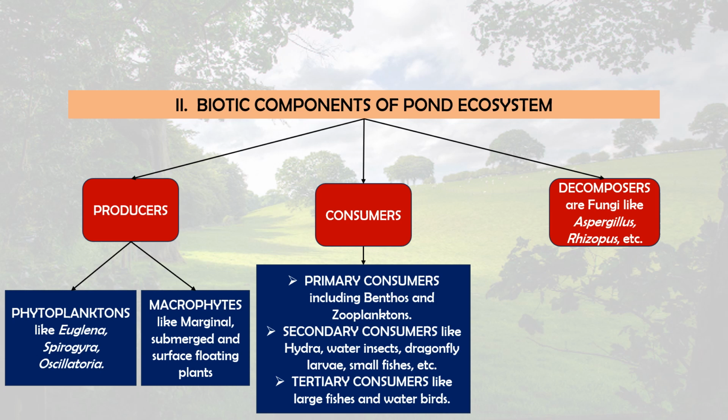The last category is decomposers. These include bacteria, fungi, which break down the organic matter of the producers and consumers into simple organic molecules, which are utilized by the plants or the producers found in that ecosystem. And some examples of fungi are Aspergillus, Rhizopus, Penicillium, etc.